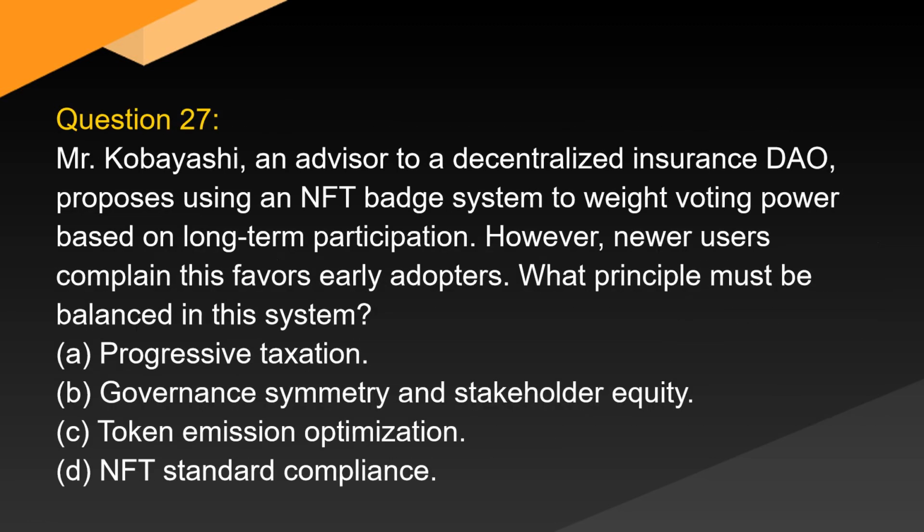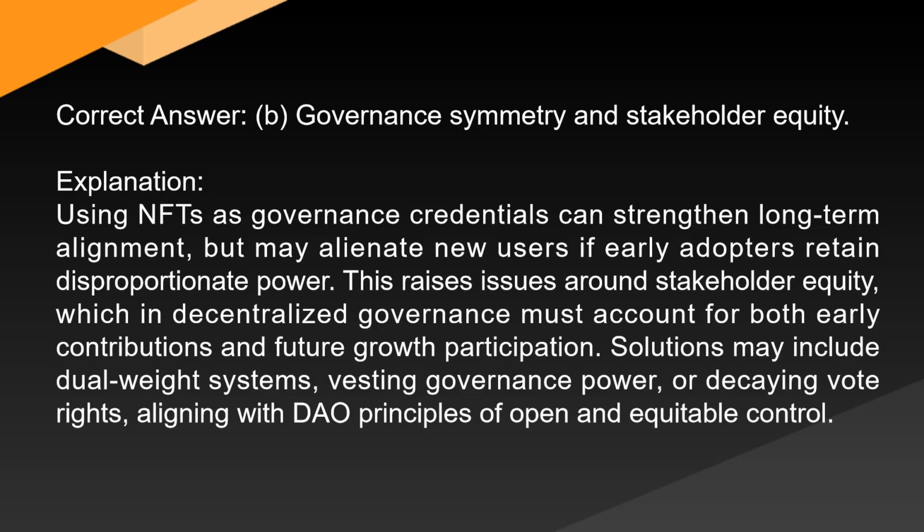Question 27. Mr. Kobayashi, an advisor to a decentralized insurance DAO, proposes using an NFT badge system to weight voting power based on long-term participation. However, newer users complain this favors early adopters. What principle must be balanced in this system? A. Progressive taxation. B. Governance symmetry and stakeholder equity. C. Token emission optimization. D. NFT standard compliance. Correct answer: B. Governance symmetry and stakeholder equity.